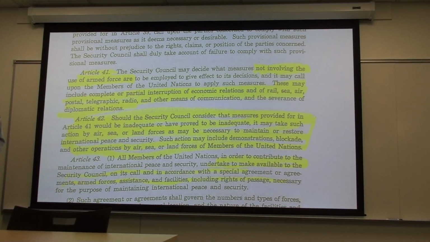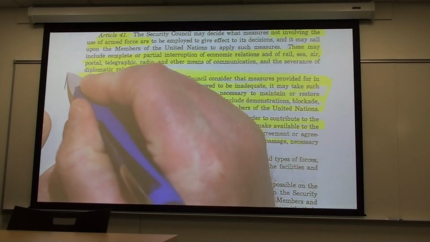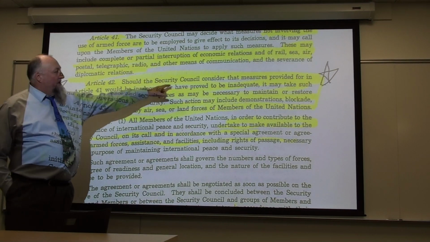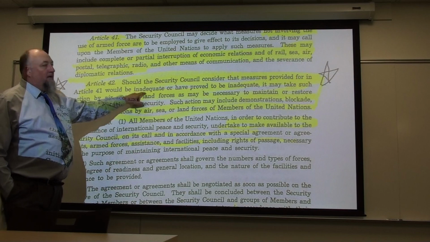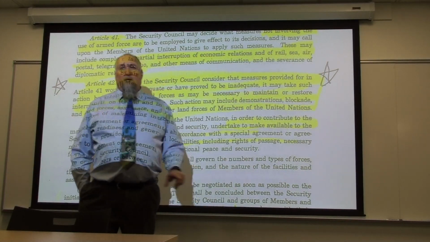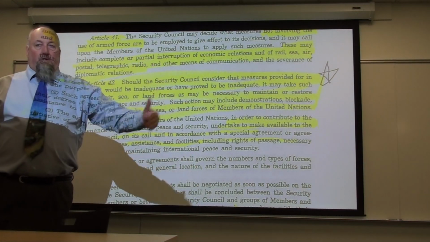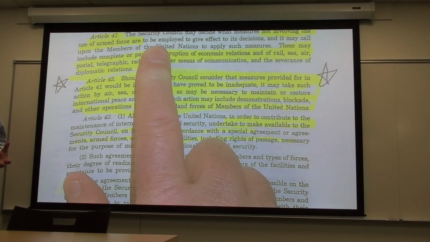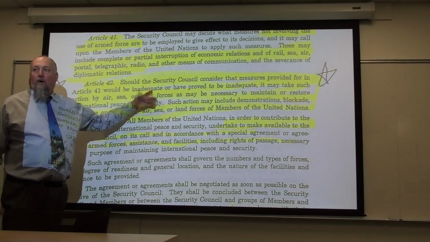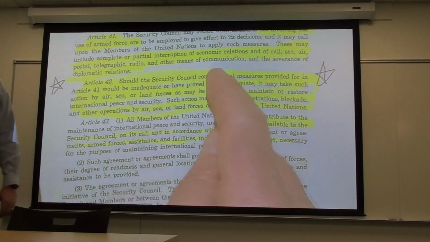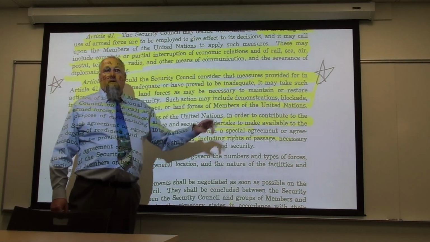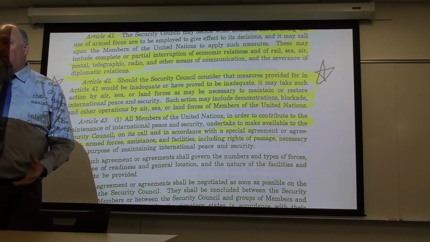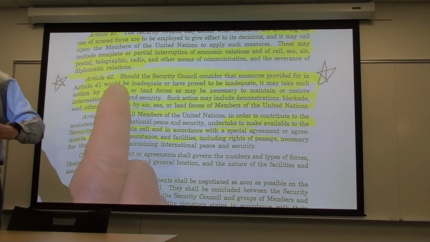Article 42 is where the military comes in. Article 42. Should the Security Council consider that measures provided for in Article 41 would be inadequate or have proved to be inadequate? Stop right there. So this is telling the Security Council it can analyze the situation, and if they have not already imposed Article 41 measures, economic sanctions, they don't have to if they determine that they wouldn't work, basically. Or if they've tried Article 41 measures and they didn't work, or have proved to be inadequate. So what this is saying is, you don't have to start with Article 41 if the Security Council determines that they won't work anyway. There's not a mandate to first start there before you go to military. You can go right to military.